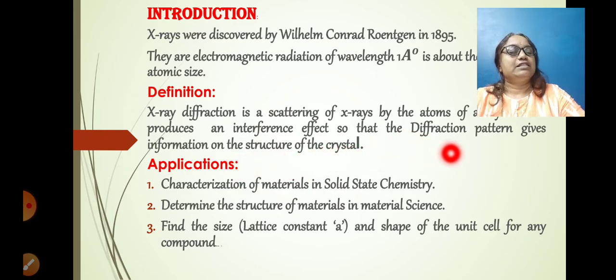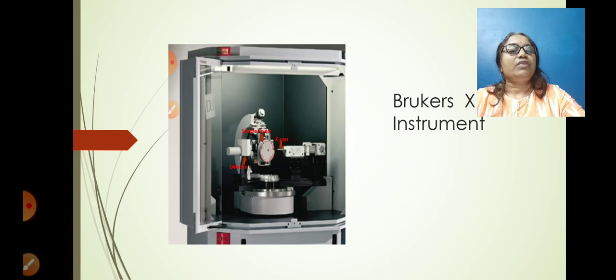Example: KCl crystal we are taking. Applications: the characterization of materials in solid state chemistry, to determine the structure of materials in material science, and to find the size and shape of the unit cell for any compound. This is a picture of Bruker's X-ray XRD instrument.